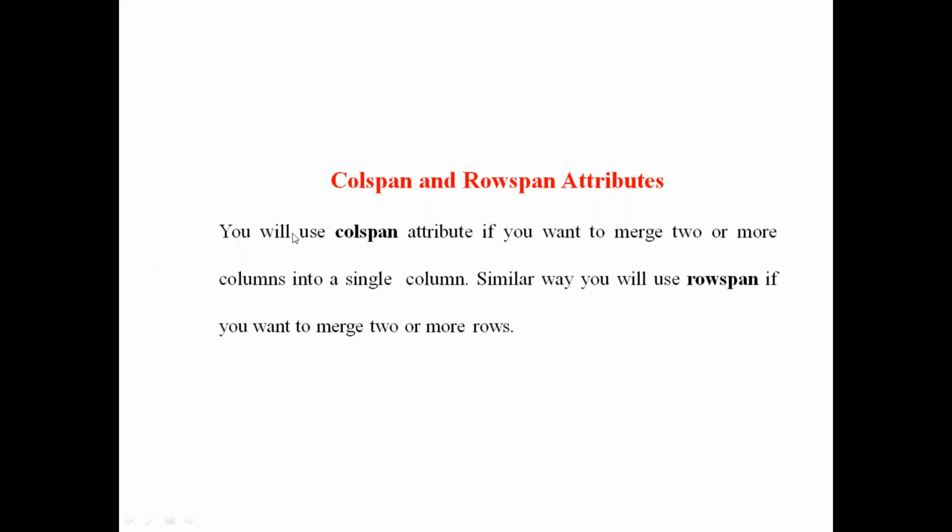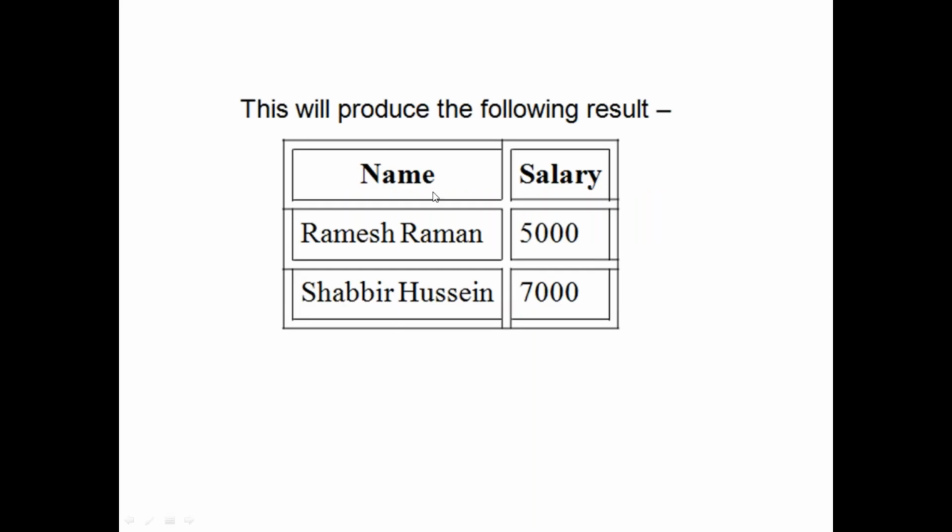Okay, so you will use the column span attribute if you want to merge two or more columns into a single column, that is called column span. Similarly, you can use row span if you want to merge two or more rows, that is called row span. Suppose here there is an example.